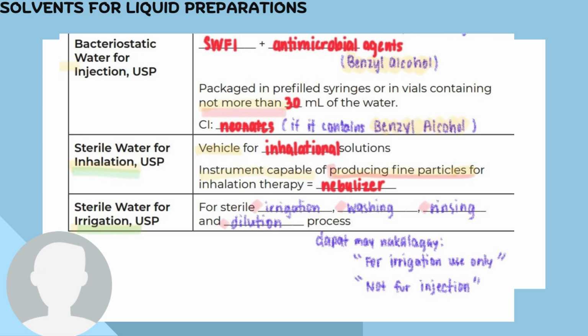And then, sterile water for inhalation (USP). Description: it is vehicle for inhalation therapy via nebulizer. And then, it produces fine particles for inhalation. And then third one, the sterile water for irrigation (USP). It is for irrigation, washing, rinsing, and dilution. And dapat na siya label nga for irrigation use only and not for injection.